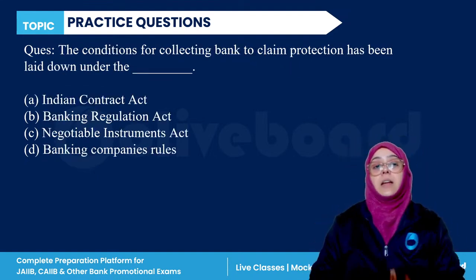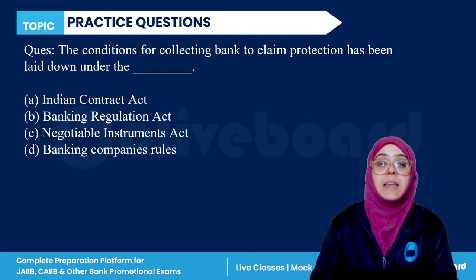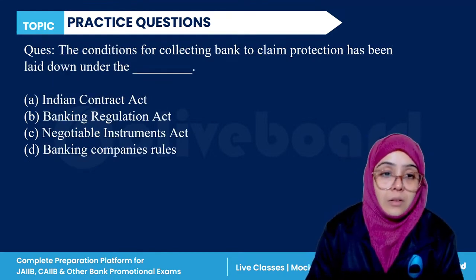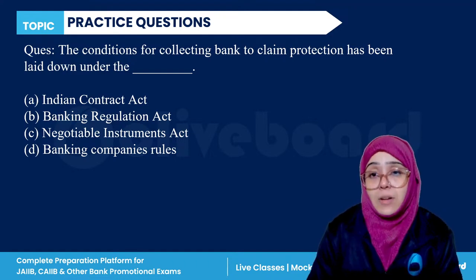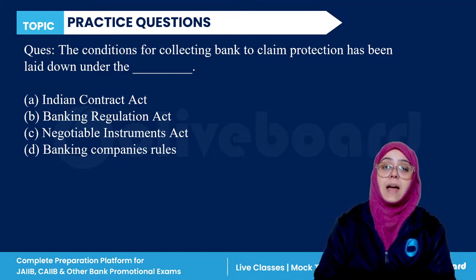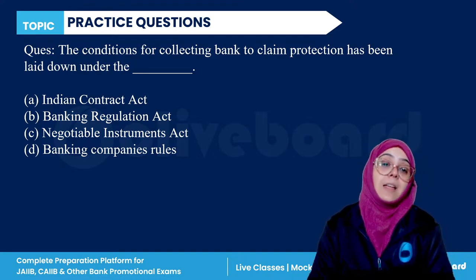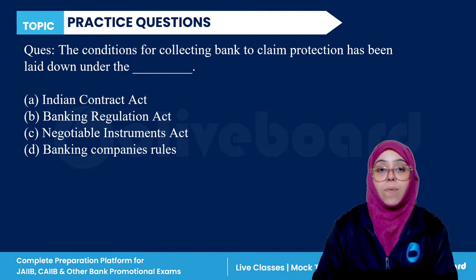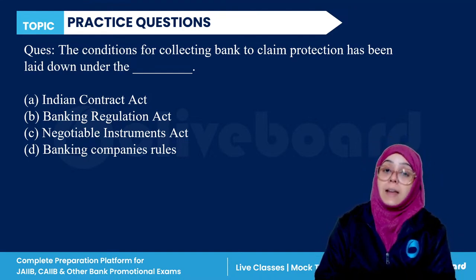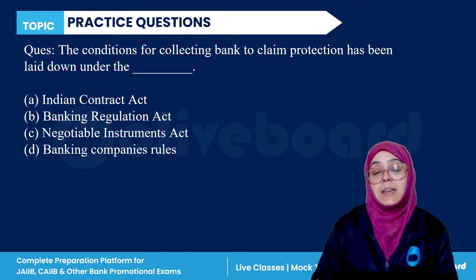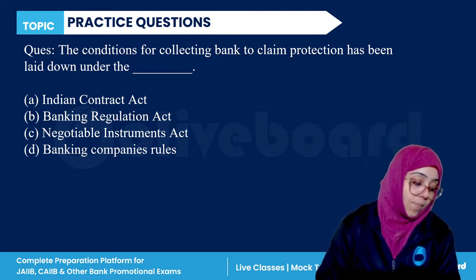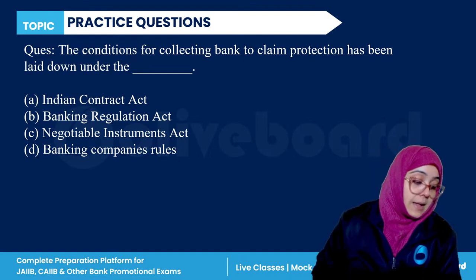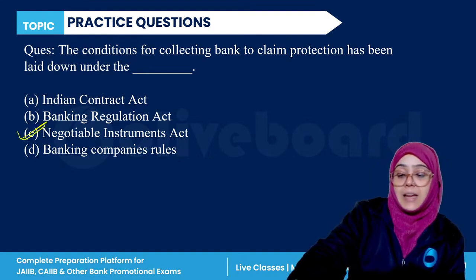Next question is, the condition for the collecting bank to claim protection has been laid down under which act? Very easy. Indian Contract Act, Banking Regulation Act, Negotiable Instruments Act, or Banking Companies Rule? So the correct answer is the Negotiable Instruments Act. C is the correct answer.